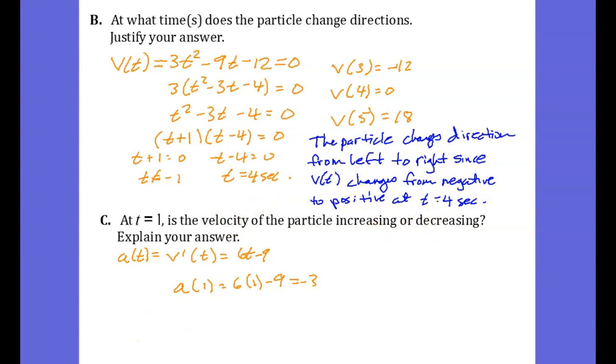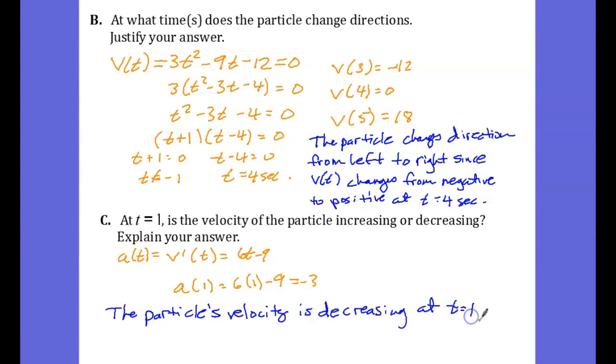Let's write that up, and we have to justify our solution by referring to our work. So the particle's velocity is decreasing at t equals 1, because a of 1 equals negative 3, so a of 1 is negative.